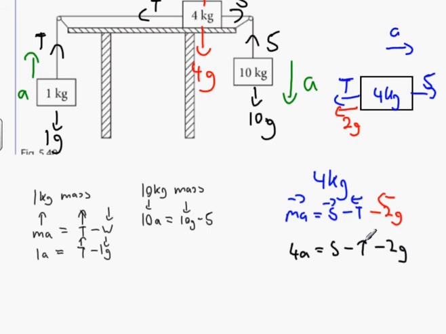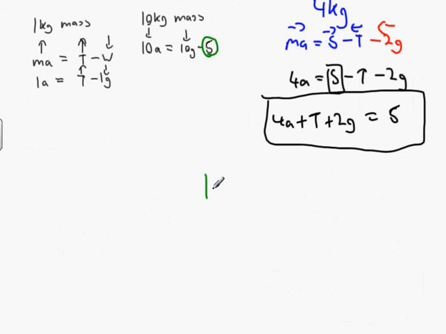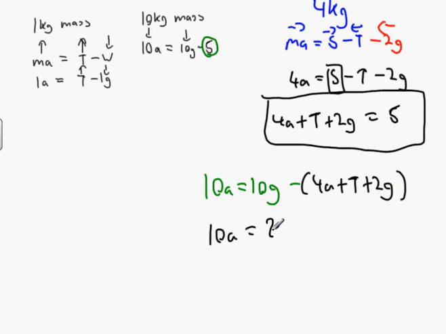Like last time, we're going to isolate S. So 4A plus T plus 2G equals S. That equation there can now be substituted in for this S value here. So what we're going to get is that 10A equals 10G minus, open bracket, 4A plus T plus 2G. That is going to become 10A equals 8G minus 4A minus T. Is that right?